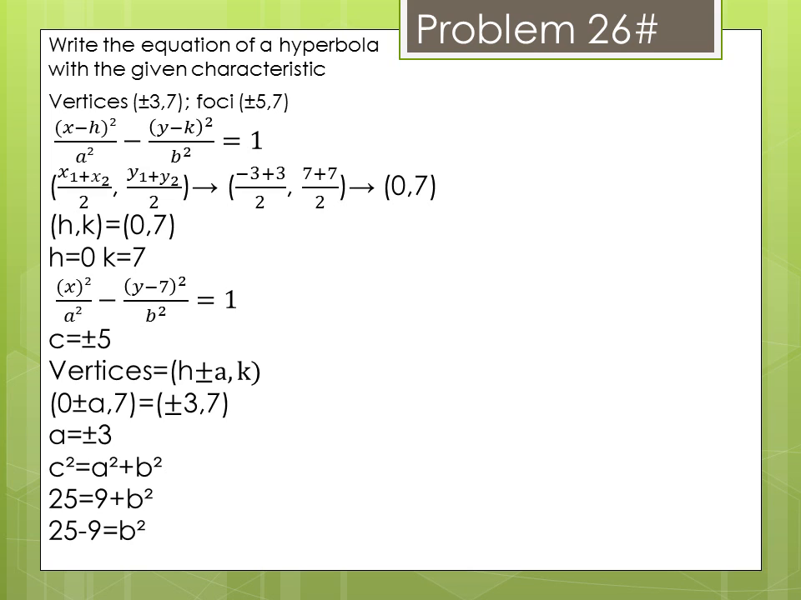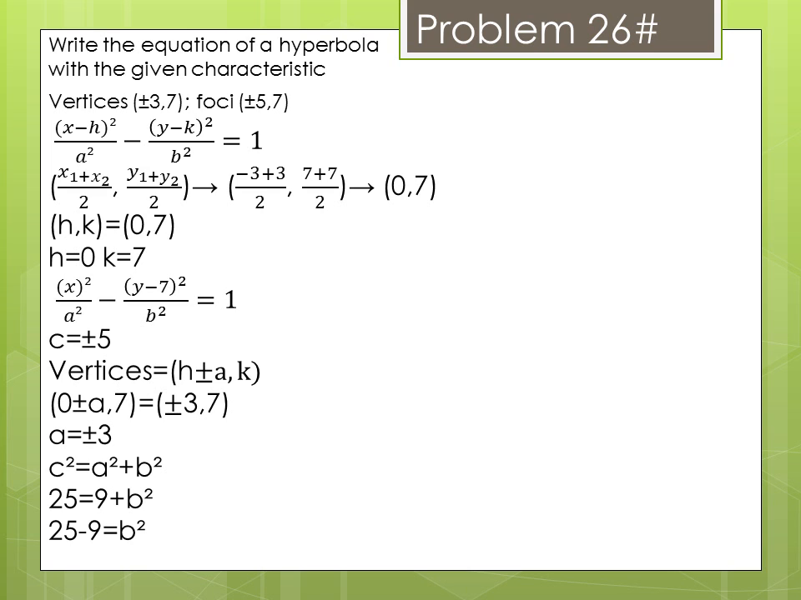Now we have to write the equation of a hyperbola with the given characteristics. The vertices are at plus or minus 3, 7, and the foci are at plus or minus 5, 7. Below is the equation for a hyperbola.